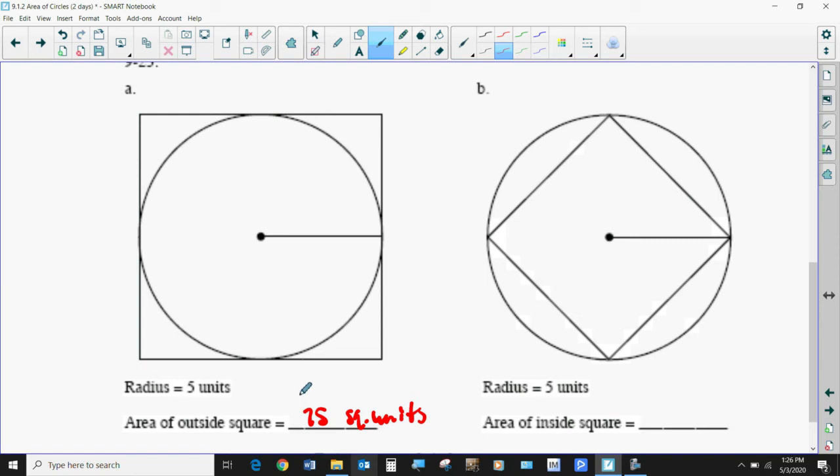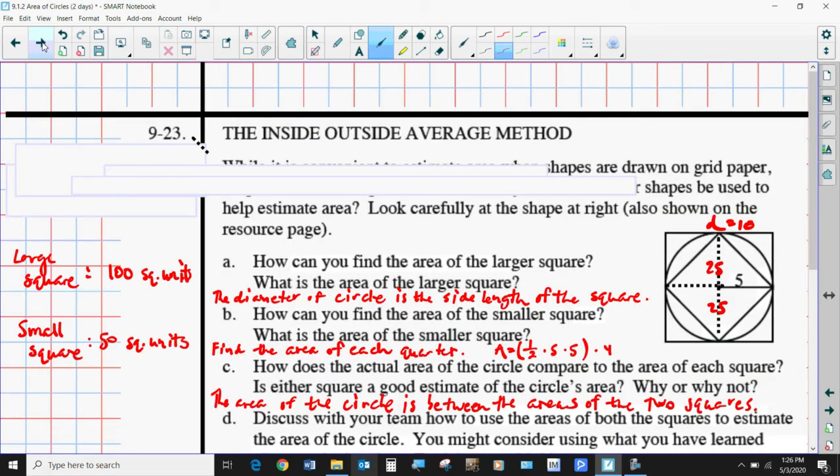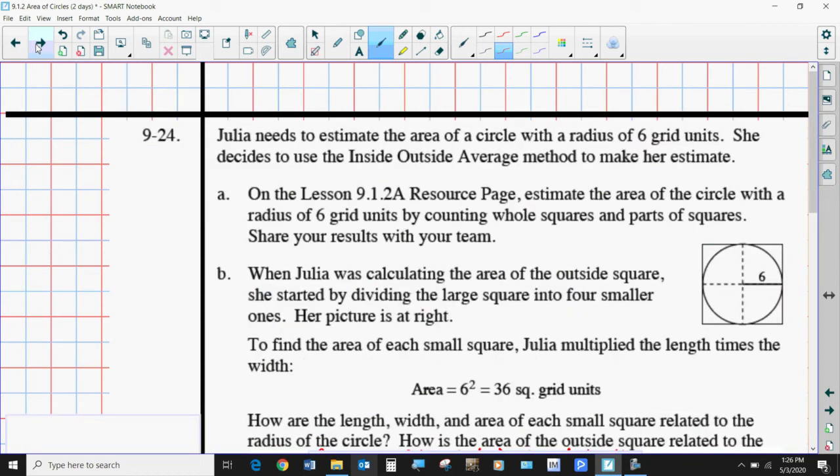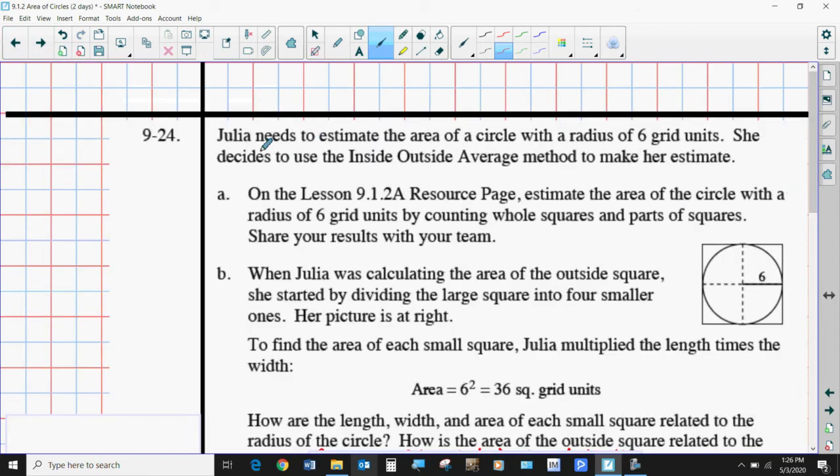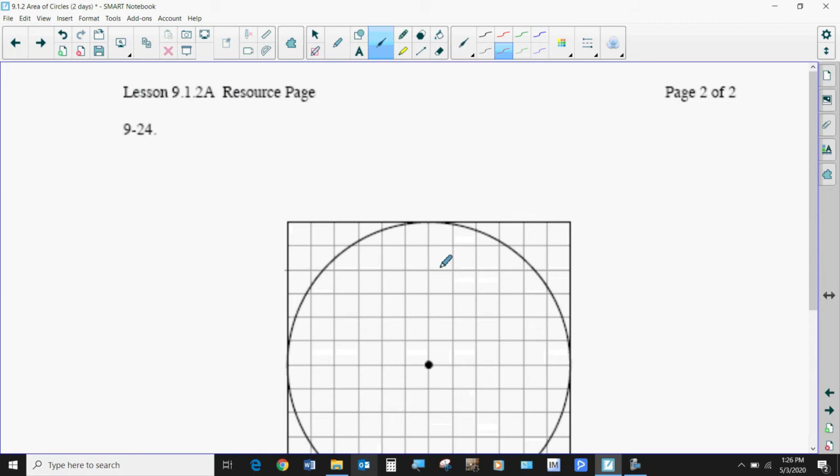wait, I don't know. Are we doing the same one? Hold on for a second. I'm confused. That was 23. Now we're on 24. We have a different resource page. Oh, there it is. Okay. So we're going to move forward. So once again, this is a second resource page that you're going to have to use.